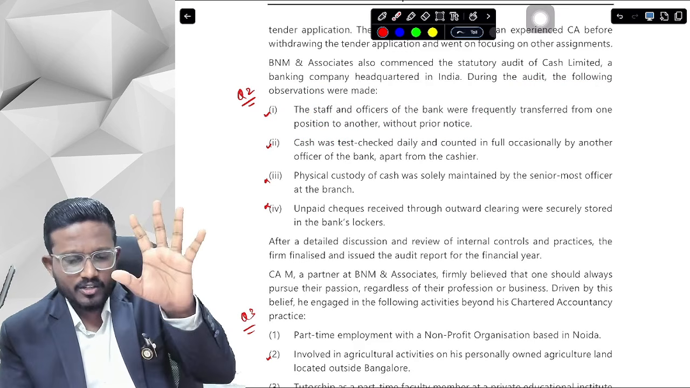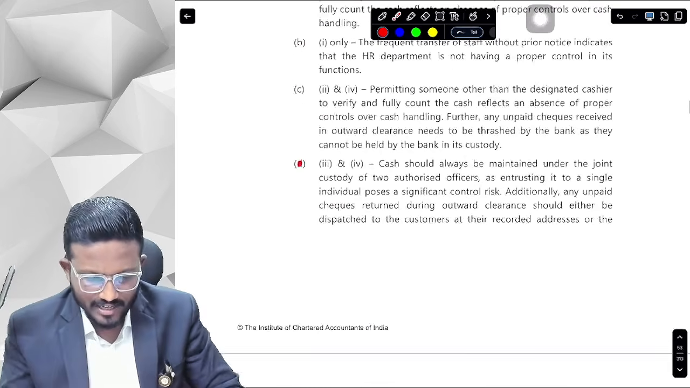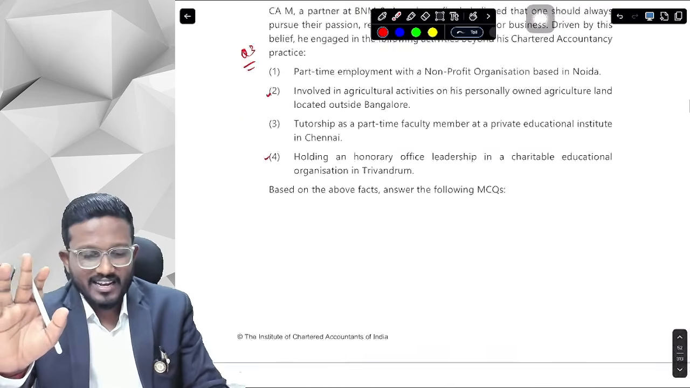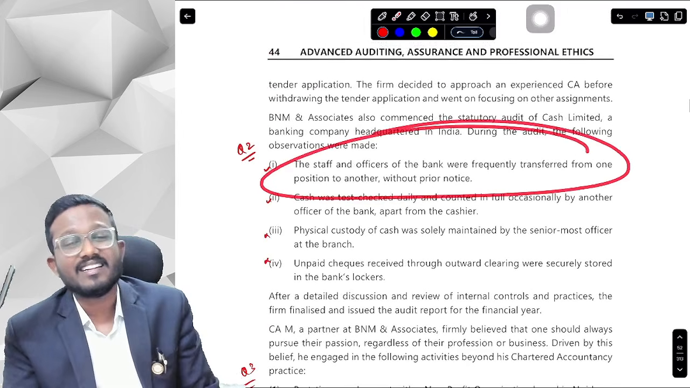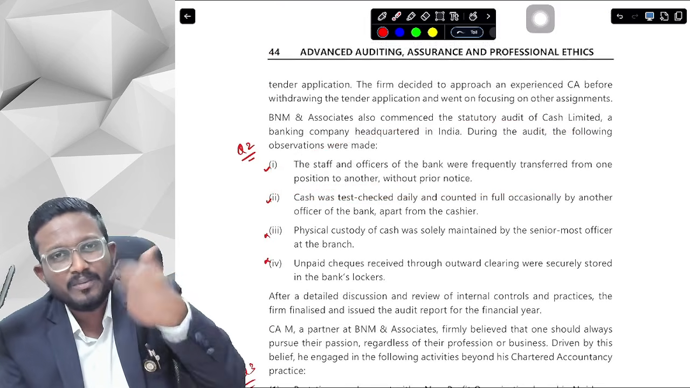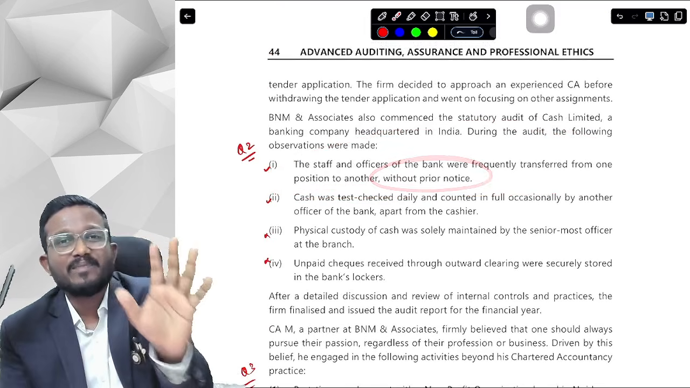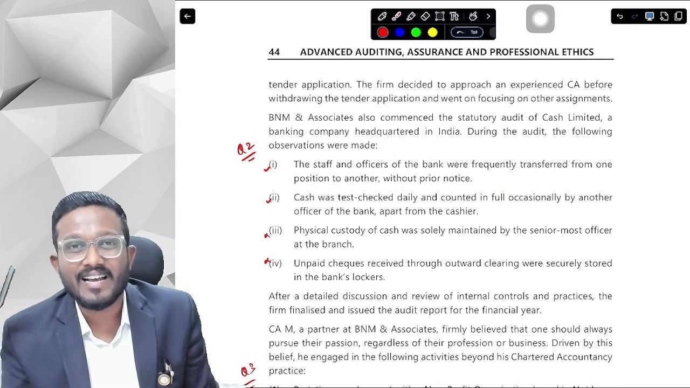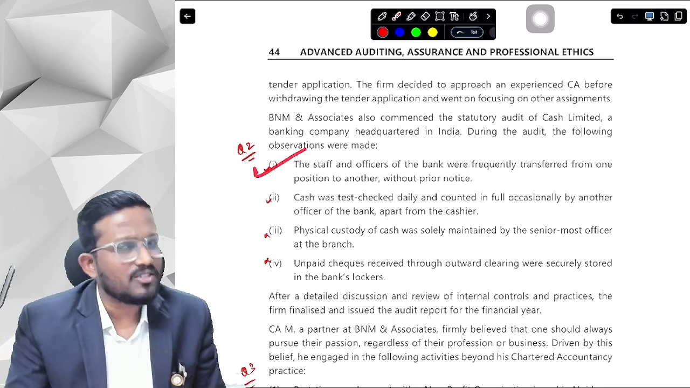Okay, sorry. Here we have to identify reporting as control failure. So this was not a control failure, since if your staff is rotated or frequently transferred from one position to another without prior notice, that means it is good because you are maintaining segregation of duties and you are including an element of unpredictability. So this is not a control failure.